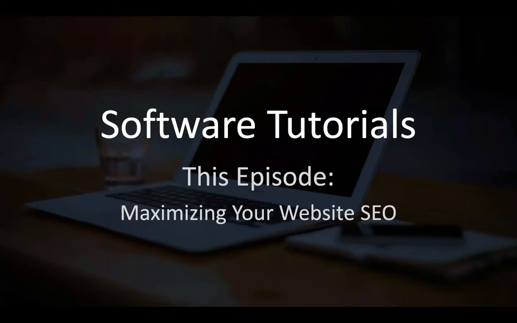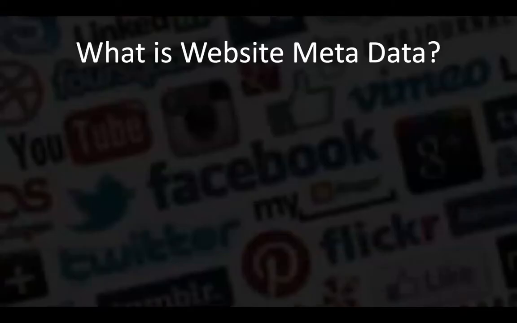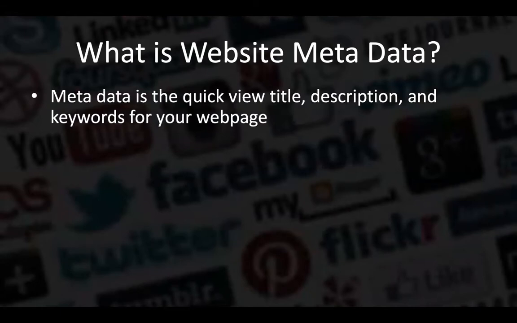In this episode, we're going to talk about maximizing your website SEO. So first, let's talk about what website metadata is. Metadata is the quick view title, description, and keywords for your web page. So it's basically the information about your page or your website that is behind the scenes and isn't directly on the front of your website.